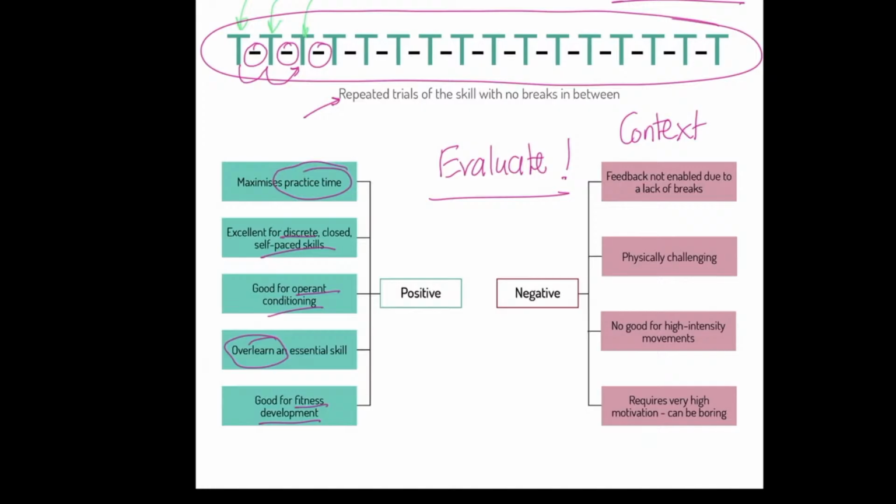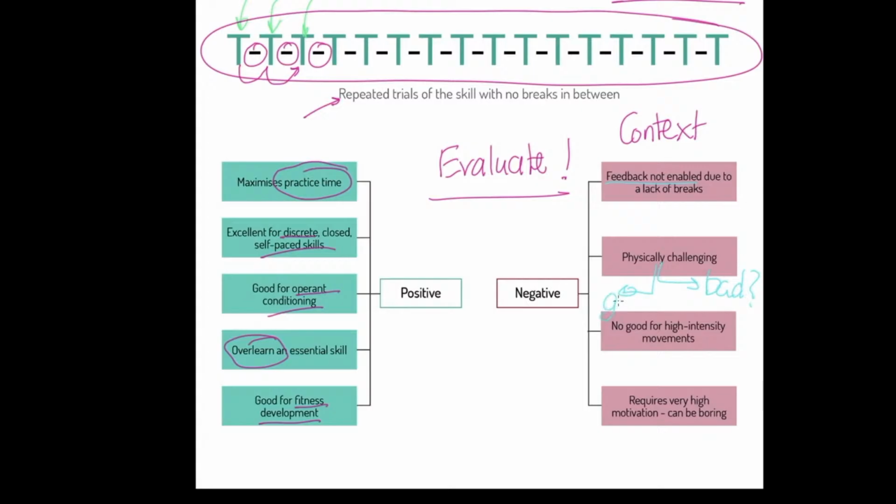Now on the negative side, there's no feedback enabled. In other words, we're essentially doing this with knowledge of results only. We're not going to have a coach next to us, or video playback where we're getting knowledge of performance. We might get some intrinsic feedback, depending on the nature of the skill, but there's a lack of breaks, so extrinsic feedback is going to be limited. It's physically challenging. This is not necessarily bad. It could be bad. It could be good.